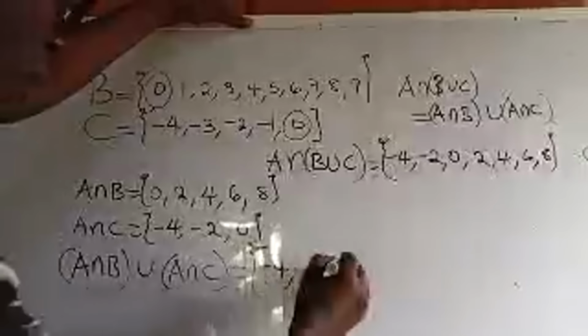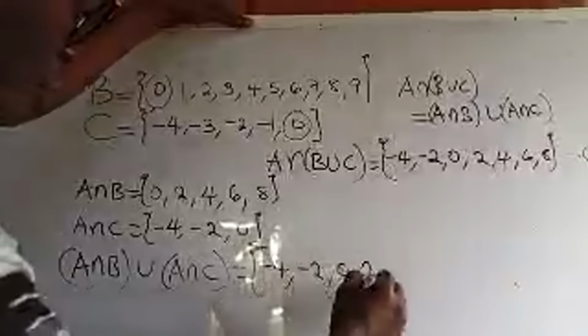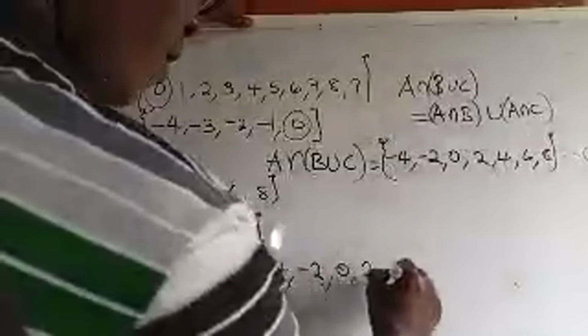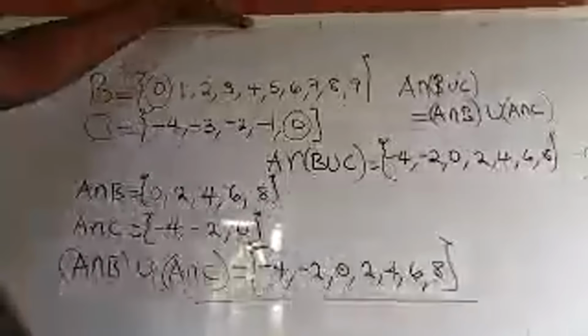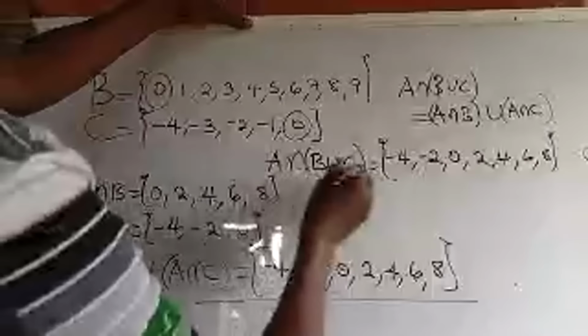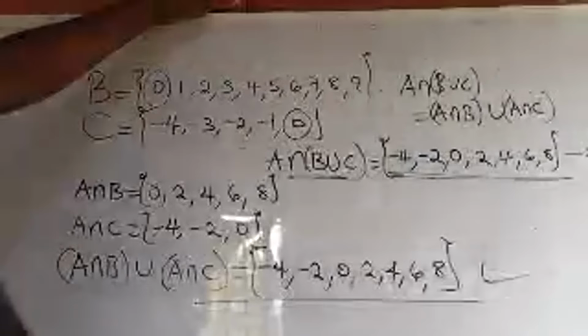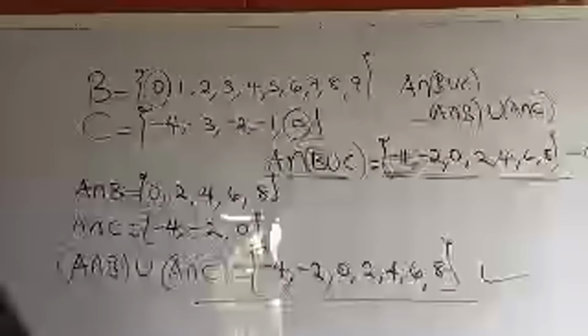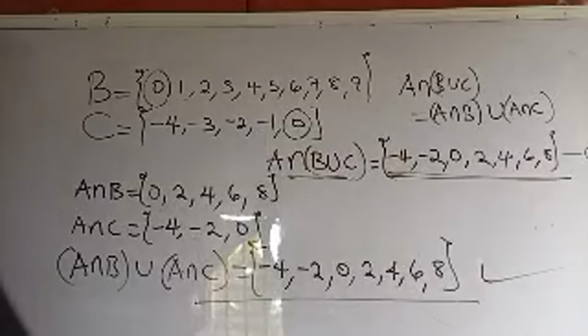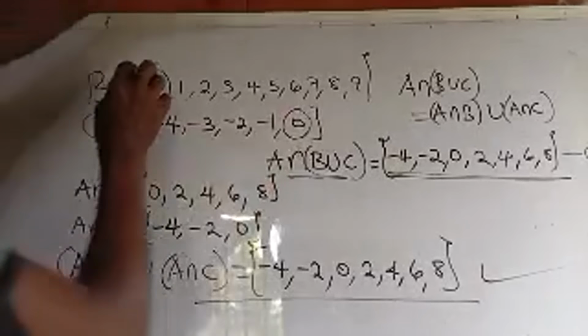Let's bring everything together. We start with what? The least one. -4, -2, 0, 2, 4, 6, 8. Let's check whether this result is equal to this. Is it equal? Yes. So our result is equal. That means we are correct. So the answer is correct. Since we are correct, we can move on.